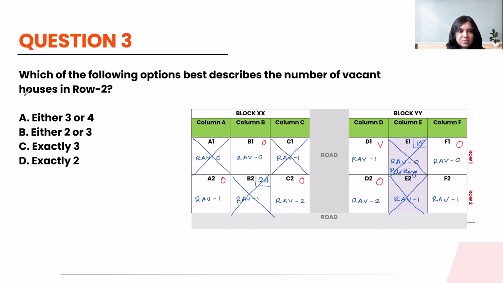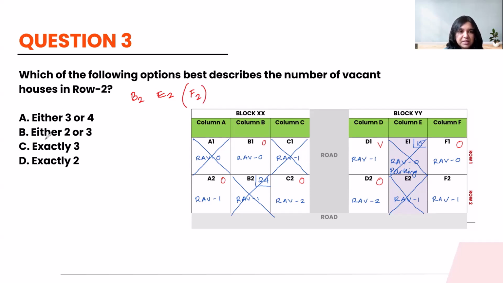Here's question 3 for us. Which of the following options best describes the number of vacant houses in row 2? In row 2, what are the vacant houses that we have? B2 is definitely vacant in row 2. I also have E2 as a vacant house in row 2. Is there any other house that can be vacant? F2 could be occupied or could be vacant. So F2 is a possibility, but not a sure case.